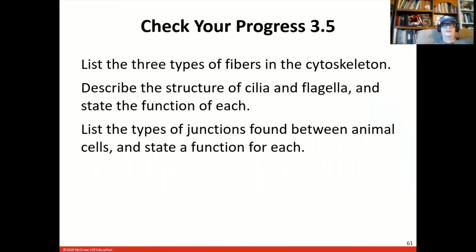All right, there is a check your progress 3.5, and I'm going to pause for a sec while you check yourself and play with the dog. Oh, he says I don't want to be on camera. Play with the dog, and then we will continue. Oscar, you're embarrassing me. All right, let's move on.